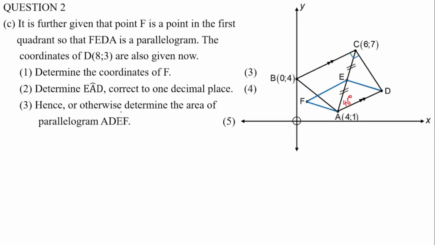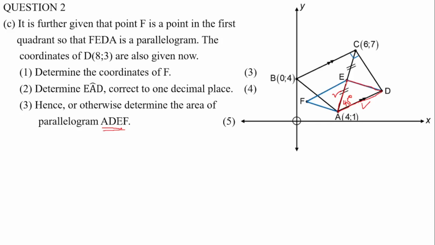Part 3: we are required to find the area of parallelogram ADEF, but we have this diagonal here. The diagonal divides the parallelogram into 2 equal parts. So if we can find the area of EAD, we can easily multiply it by 2 to get the area of the whole parallelogram. What can we do here? We can find this distance here, and then use the area rule, because we will have side, angle, side, with the included angle. So let's find the distance AE and distance AD.